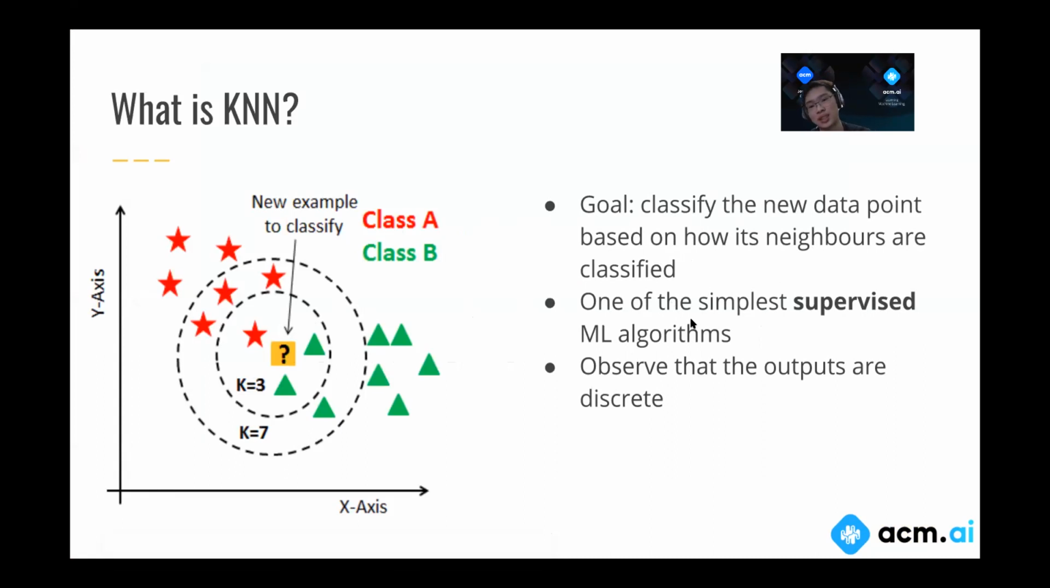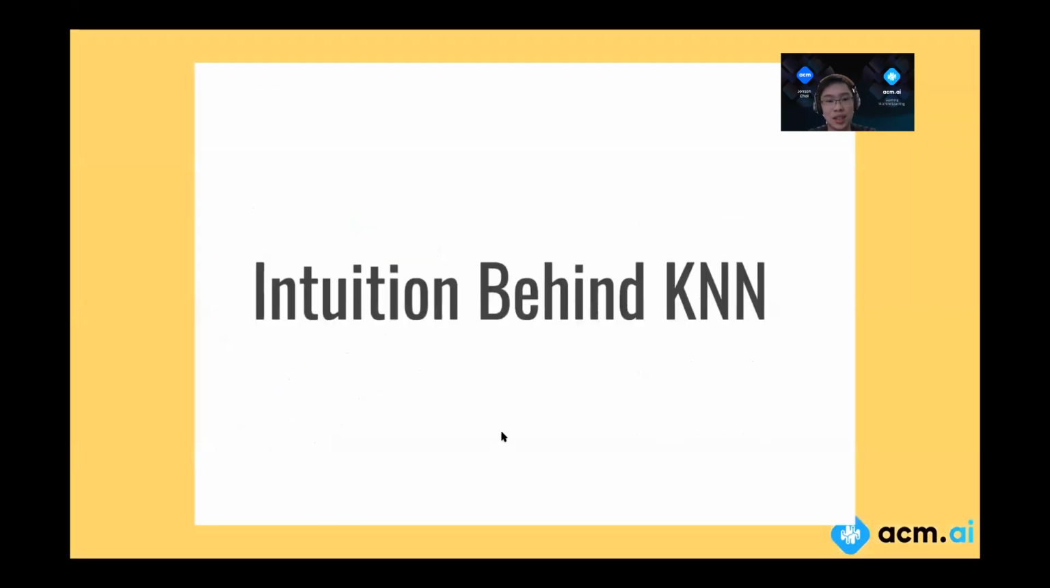It is one of the simplest supervised ML algorithms. That means we have to start with labeled data sets in order for this to work. And notice that the outputs are discrete, like I mentioned. All right, let's get into some of the intuition behind KNN.